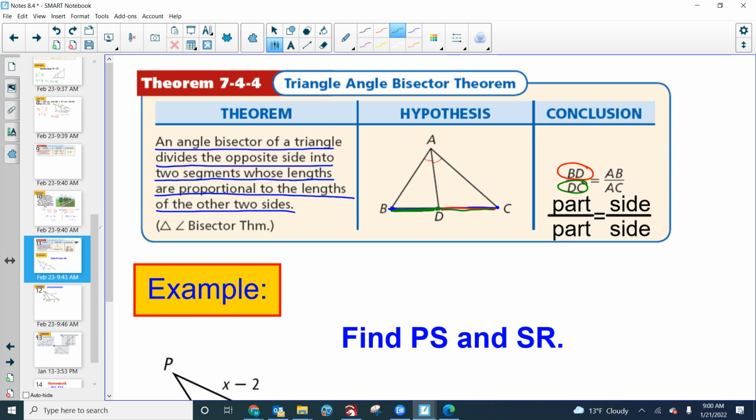Do you agree? BD is not a side of the big triangle we're talking about. It's part of the side. DC is not a side of the big triangle. It's part of the side. It got created from the angle bisector. Part over part equals side over side.